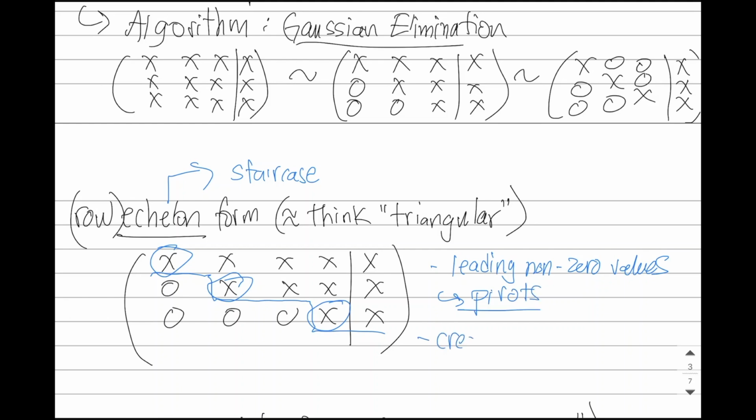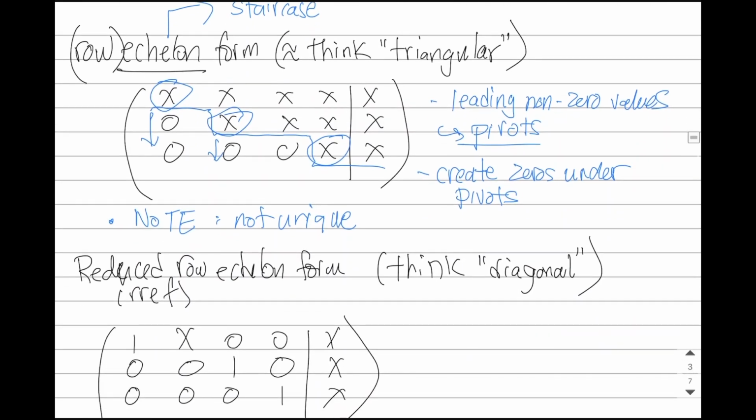We want to have zeros under our pivot values. So you can see that there are zeros under this pivot. There's a zero under this pivot. Echelon form is not unique. You or I may pick a lot of different operations to get a matrix into echelon form, and the ones that you pick are not necessarily going to be the same as the ones I pick.